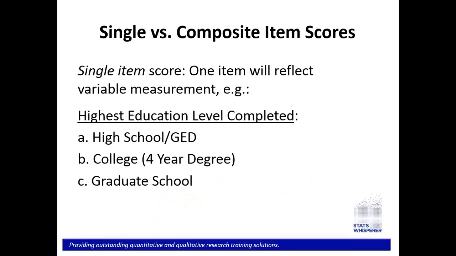All right, next, getting into the measurement of our variables. So we have the single versus the composite item scores. Very interesting. So the first to consider here is the single item score. This is when one item, perhaps on the survey, will reflect the variable measurement. So if we're talking about highest level of education completed, we might just have the one item here that says highest education level completed and asks about A, B, and C. Is it A, high school or GED? Is it B, college? Or is it C, graduate school? So that's a single item measuring the variable education, specifically highest education completed.